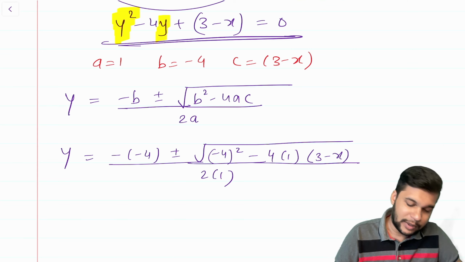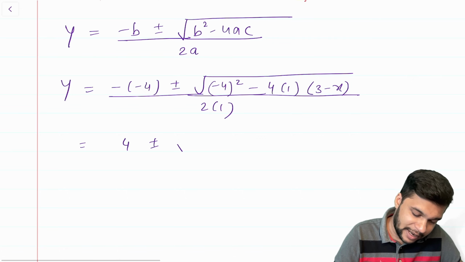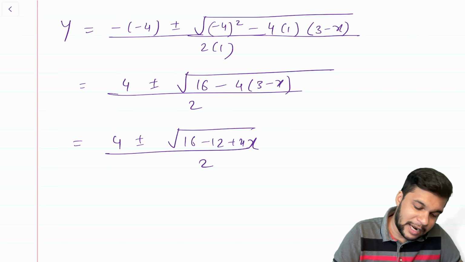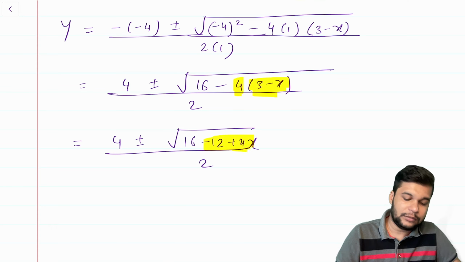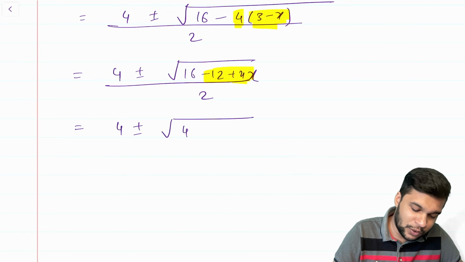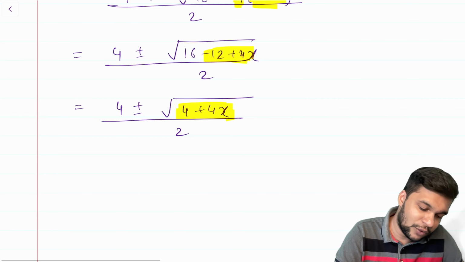Okay, so now let's solve it. This becomes 4 plus minus square root of 16 minus 4 times (3 minus x), divided by 2. So 4 plus minus square root of 16 minus 12 plus 4x, divided by 2. I have multiplied 4 inside with both the terms. Okay. So now what do you get? 4 plus or minus square root of 16 minus 12, which is 4, plus 4x, divided by 2. Now from both these terms you can take 4 common.